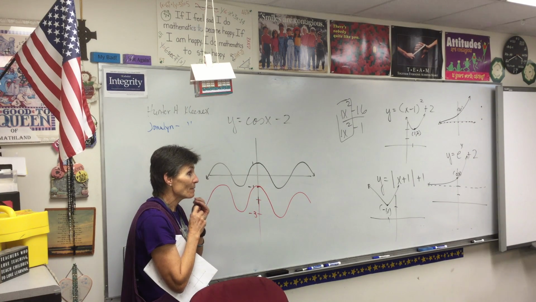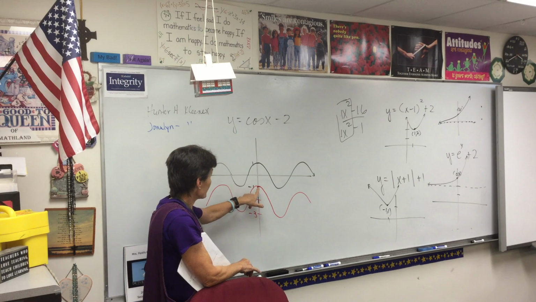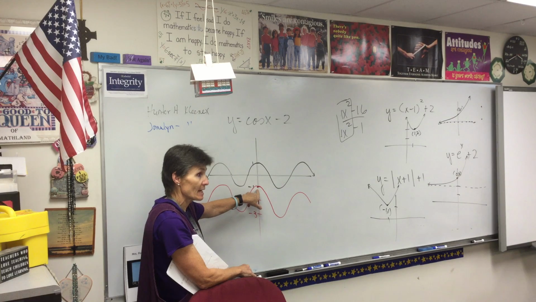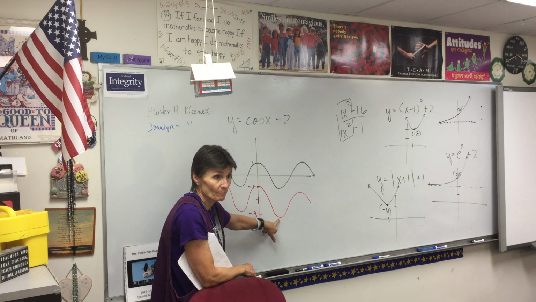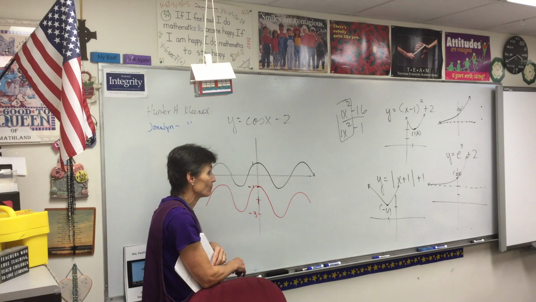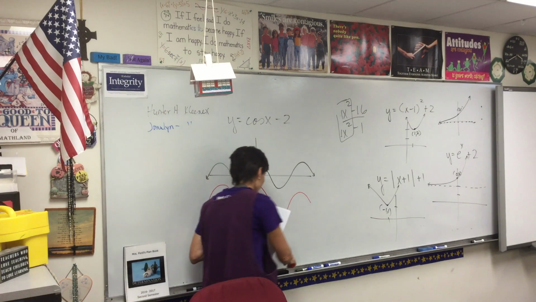When I grade that picture, what am I going to be looking for? I'm going to be looking for, that's the high point right there. It used to be at 1, now it's at -1 because it got dropped down 2. I'm going to be looking for the low points to be at -3. If all you have is some squiggly line down there, you're not going to get full credit. You have to show me that you know what's going on.